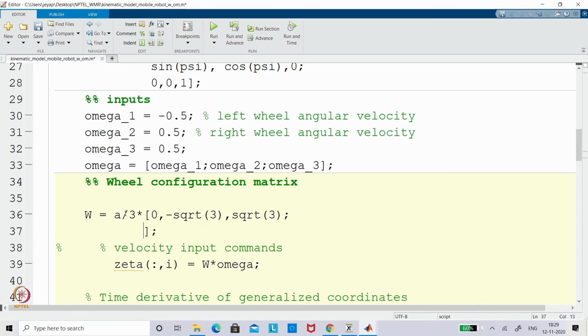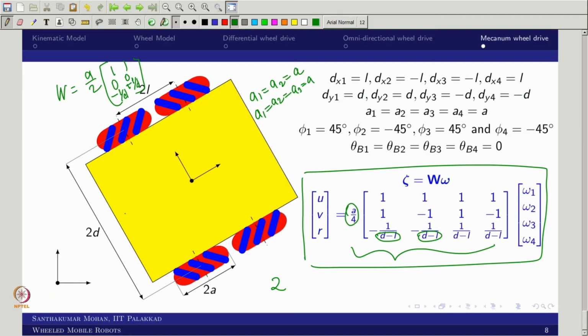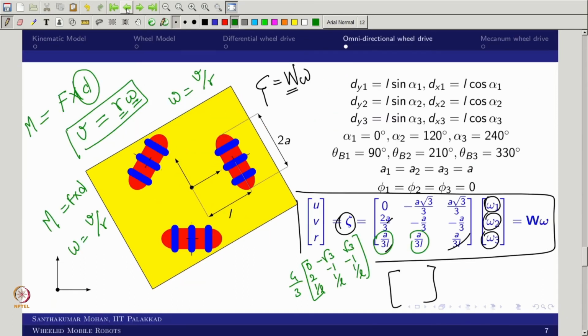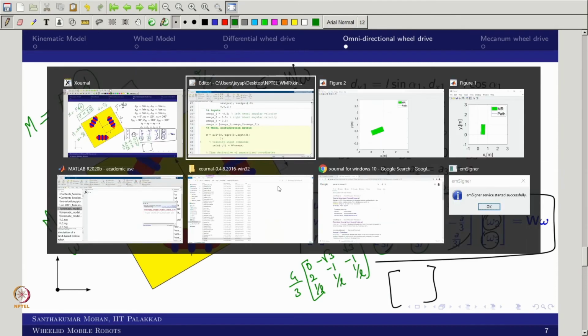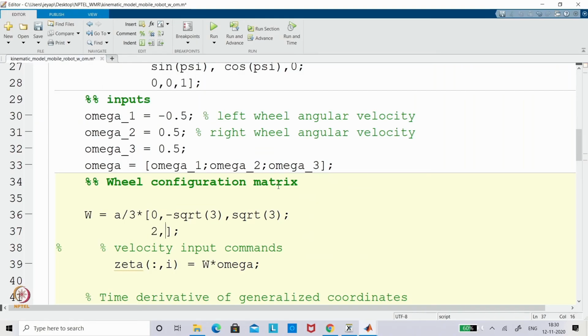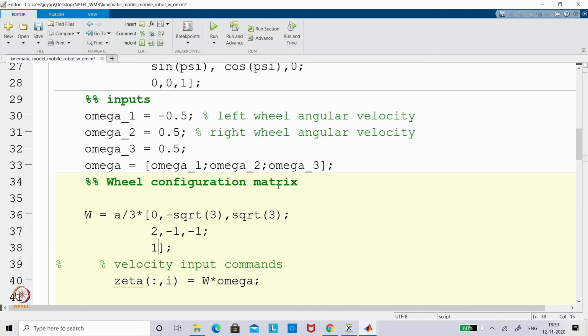So then you have actually, I will just check what equation we have used. Okay, so 2, then 1, minus 1 and minus 1. So I will just use that. So 2 comma minus 1 comma minus 1. The last one would be just 1 by L. Here L I have written as L underscore W. So this is 1 by L_W.